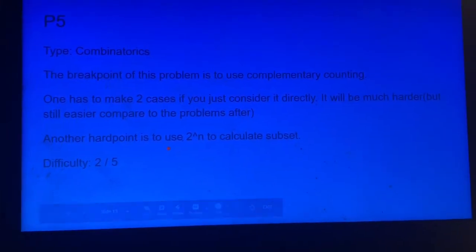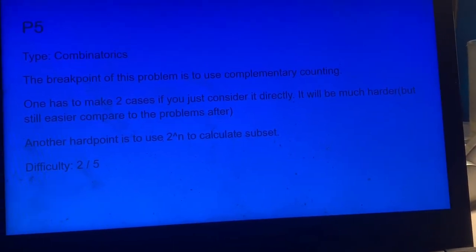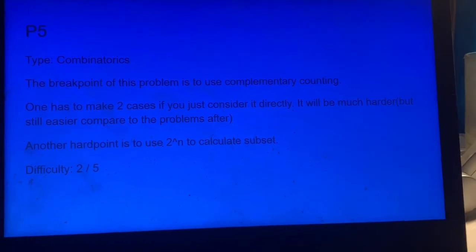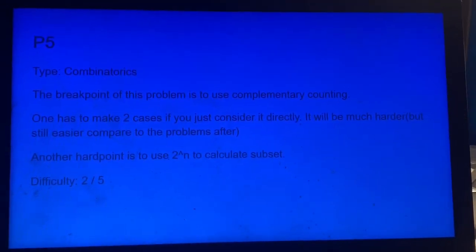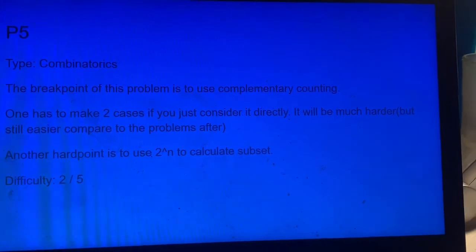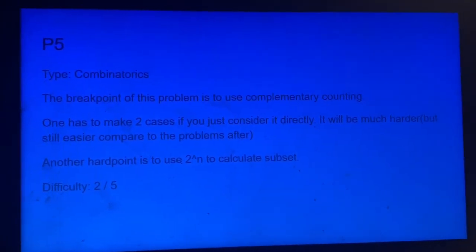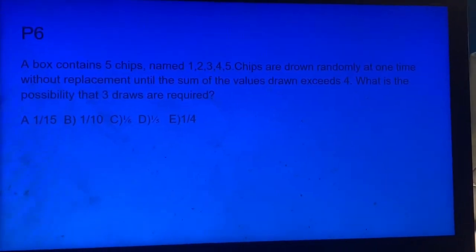If you don't use this way, you need to think about 2 cases and it will be much harder, but it's still easier compared to the problem that I will talk about later today. Another hard point is that some people might not know to use 2 to the power of n to calculate subsets. So in all, I'm going to give this problem a difficulty of 2 out of 5.